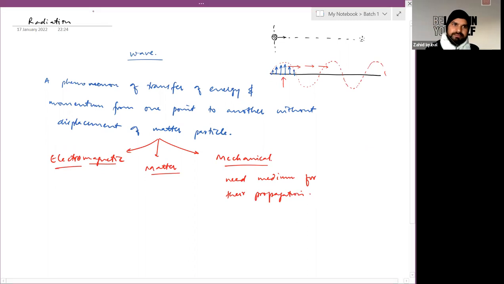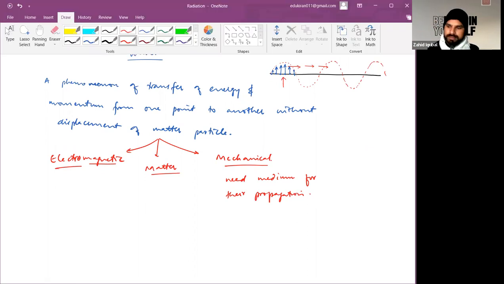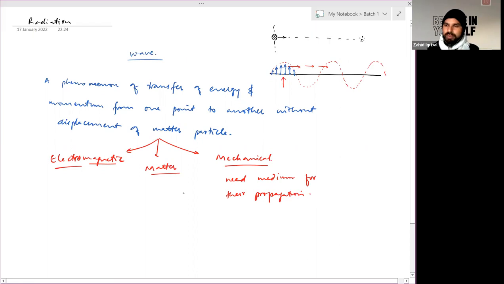For matter wave, you must have learned about it in chapter 2 in chemistry, the de Broglie hypothesis, which says every matter particle like electron, proton, neutron, alpha particle, behaves both as particle as well as wave. So wave associated with matter particles such as electron, proton, neutron are termed as matter wave.